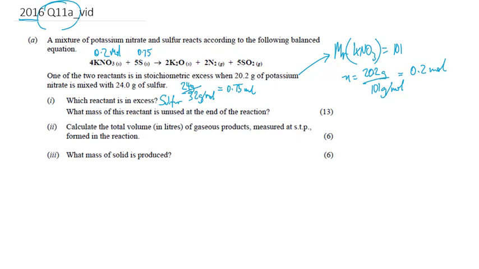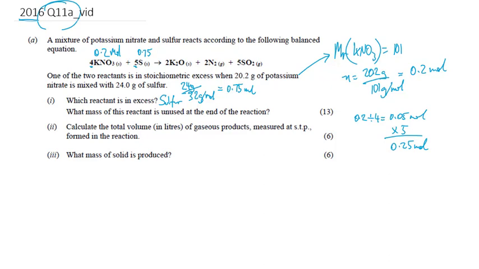So let's see, for moles, we've got a 4 to 5 ratio. And we know that 0.2 moles of this represents 4 moles. So let's divide 0.2 by 4, to find out what 1 mole is. That's 0.05 moles. And then to find the number of moles that will react with 4 moles of potassium nitrate, because there's a 4 to 5 ratio, multiply this by 5, and that equals 0.25 moles.